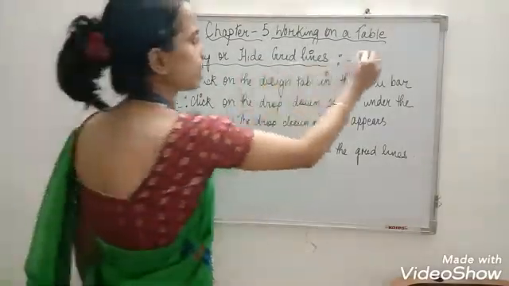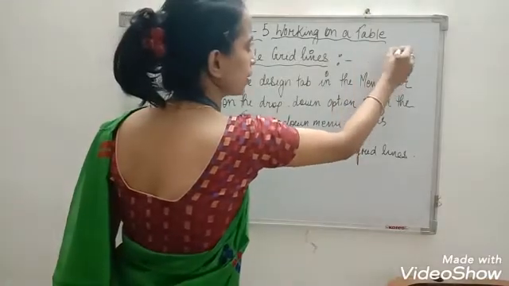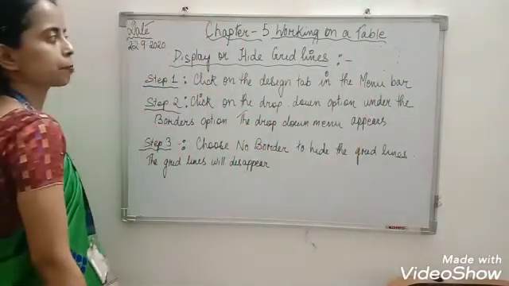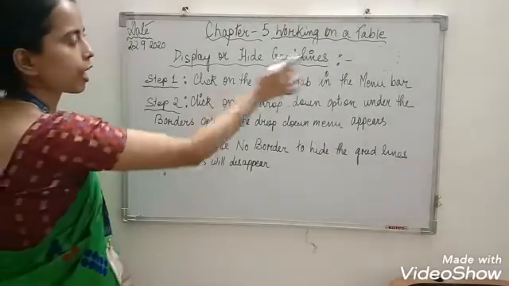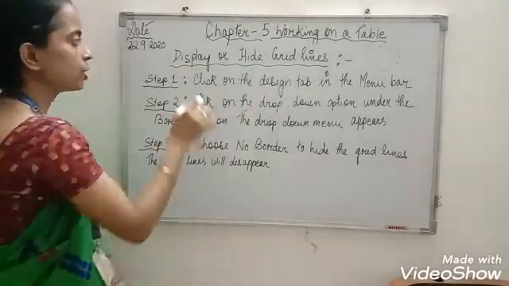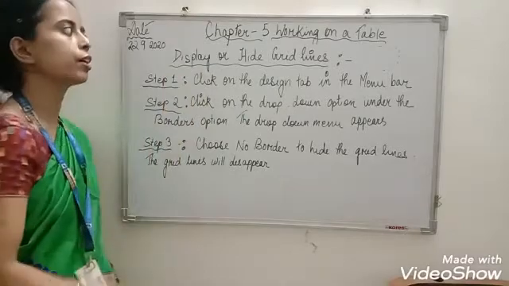How to hide the grid lines. Grid lines, the dotted lines. How to hide the grid lines. Okay, display or hide the grid lines from the table. So 3 steps are there to hide the grid lines.